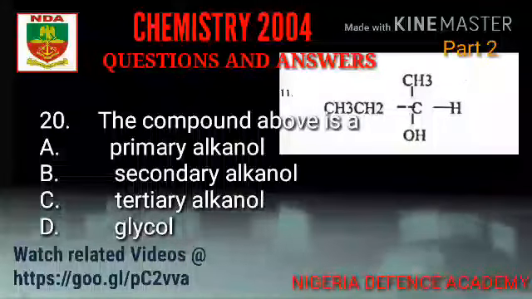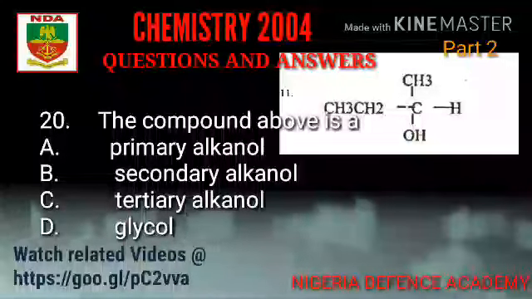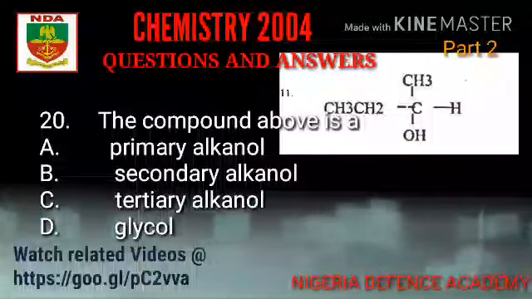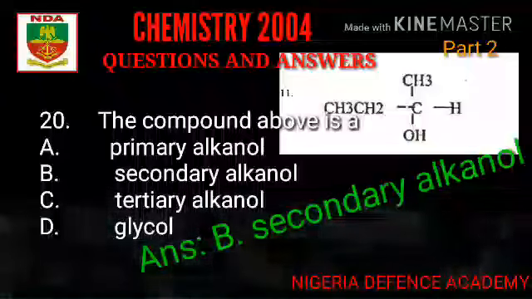The compound above is what? A, primary alkane. B, secondary alkane. C, tertiary alkane. D, glucose. Which of these options is right? I think the right option here is option B, secondary alkane.